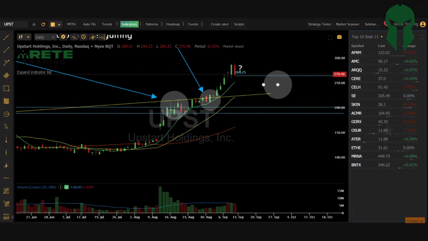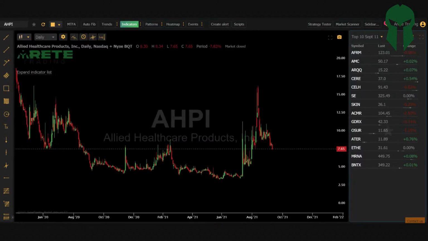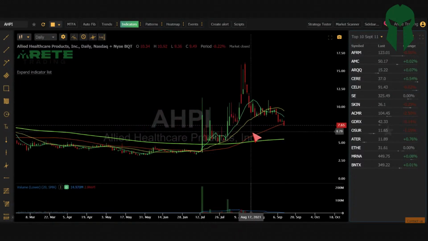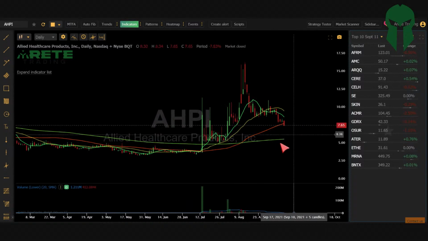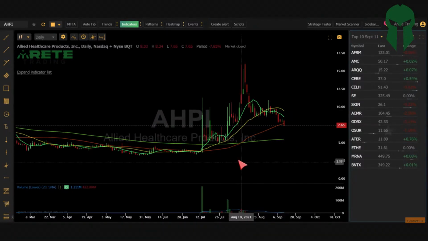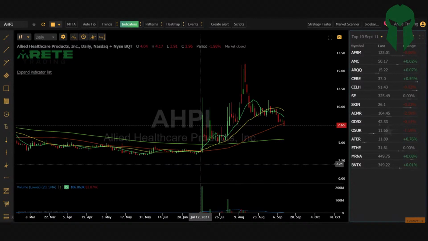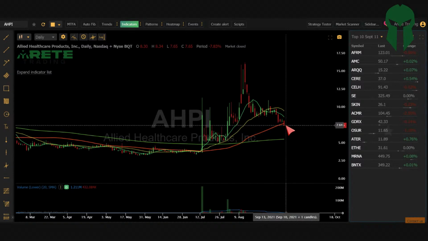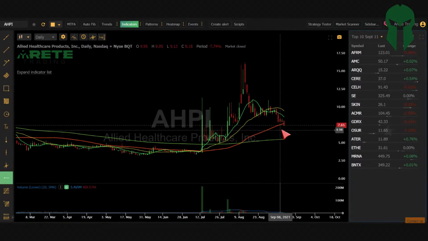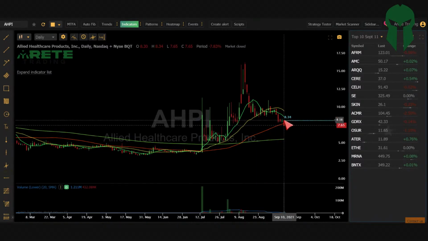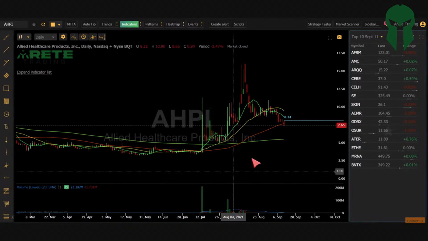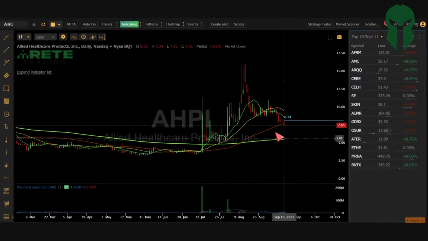AHPI. So you have to get over that 50-day. You have to get over the 50-day. Right now, that looks like a short. This is exactly where you could put a short on and, if you got above this level, just close it. You could see how this can easily get back down here. I would not be chasing that.